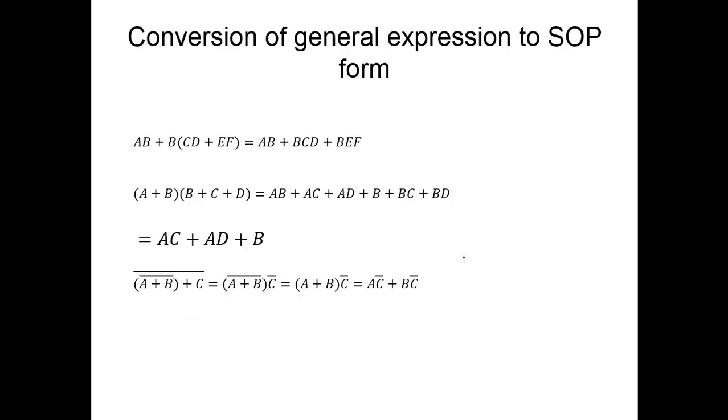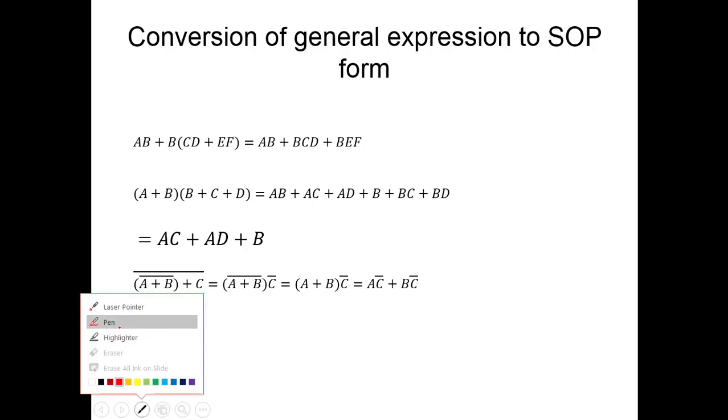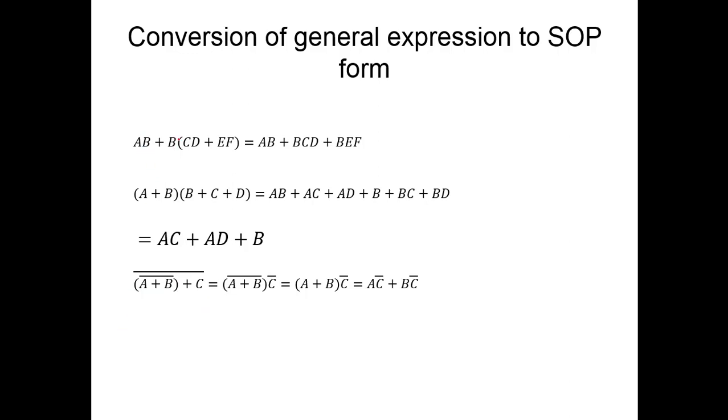Now here we have an example of conversion of a general expression to sum of product form. We have an expression AB plus B times CD plus EF. So we multiply B with all the terms within the bracket, and we obtain AB plus BCD plus BEF. So this is an expression which is in the form of sum of product. We have three product terms A, B, B, C, D and B, E, F, and they are all added together.